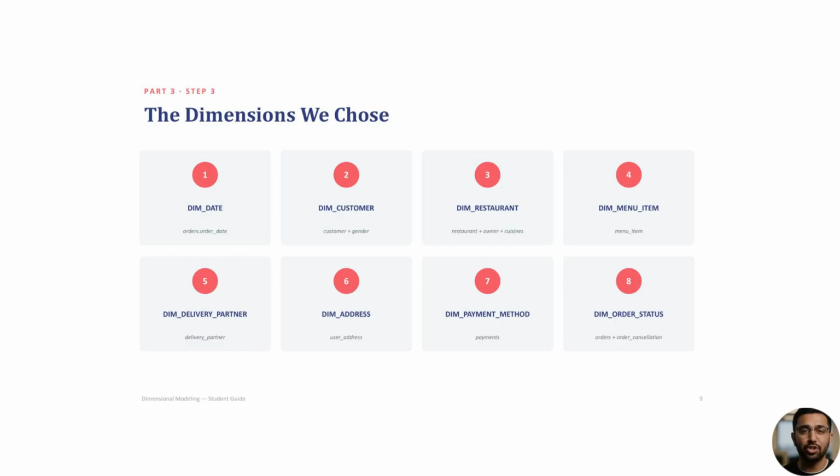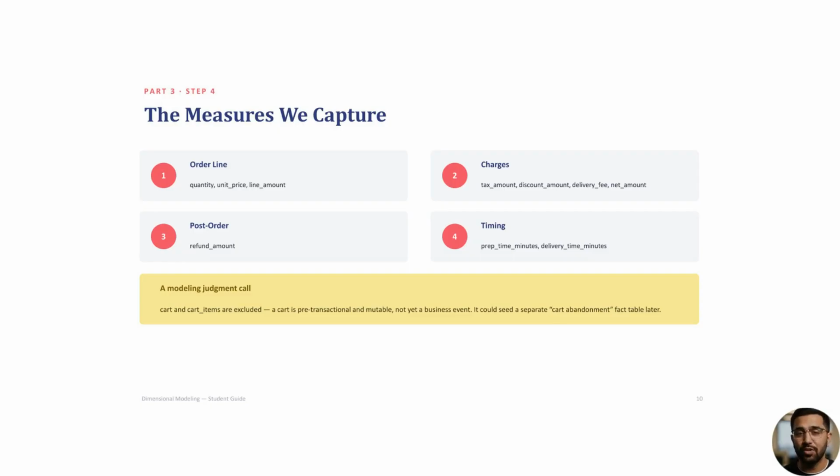Lastly, dimension order status provides insights into the order status and any cancellations. These dimensions are crucial for creating a comprehensive and insightful data model, allowing us to analyze various aspects of the order fulfillment process effectively. In this section, we focus on the measures we capture in our dimensional model.